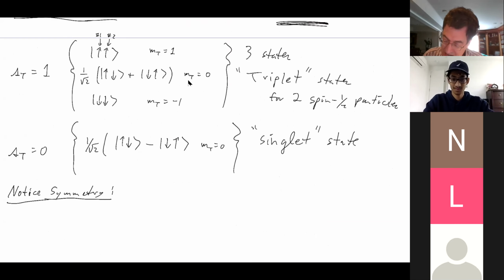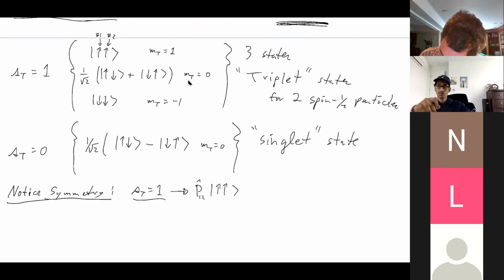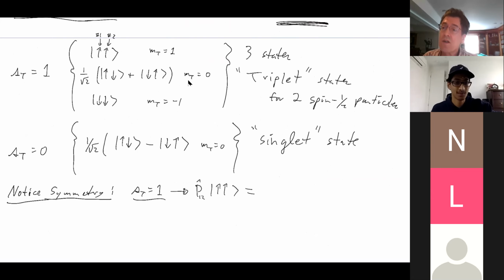Okay, so now let's go back, and this is the simplest example, the singlet and triplet states for 2 spin 1/2 particles, and let's notice the symmetry of these states. So consider the S total equals 1 states, the triplet states. Then let's look at this state, up, up, and let's hit it with the exchange operator P12. What is the new state when we exchange the labels? Yeah, it's exactly the same thing.